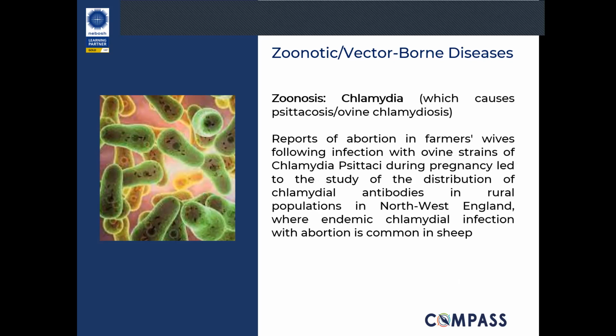Chlamydia: reports of abortion in farmers' wives following infection with ovine strains of Chlamydia psittaci during pregnancy led to the study of the distribution of chlamydial antibodies in rural populations in northwest England, where endemic chlamydial infection with abortion is common in sheep.